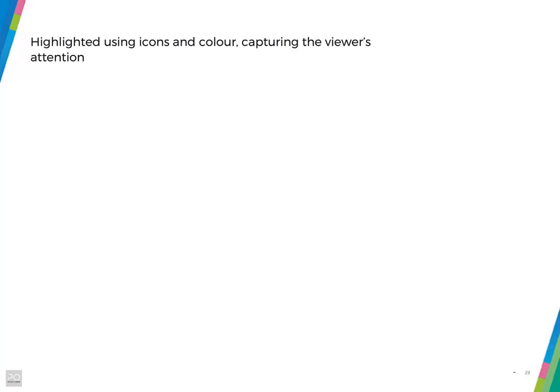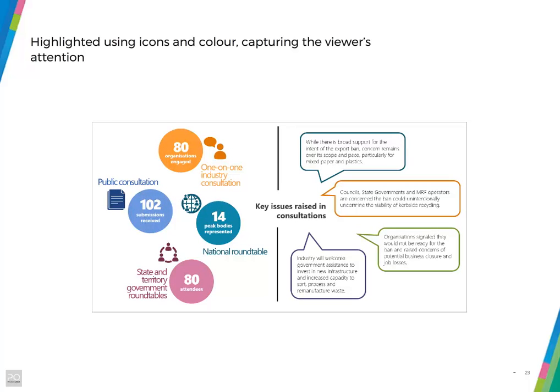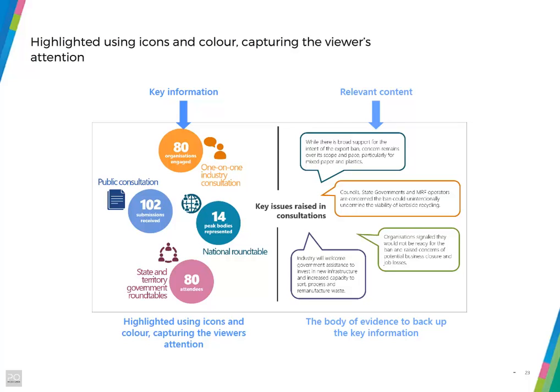Here's another example of an engaging design. The key information is highlighted using icons and colour, capturing the viewer's attention very quickly. Have a think about where your eyes look first in this example. Is it the bold numbers in the coloured circles? Is it the icons? Perhaps it's the text on either the left or the right side. Thinking about the placement of your key information so that the user is drawn to it first is very important.